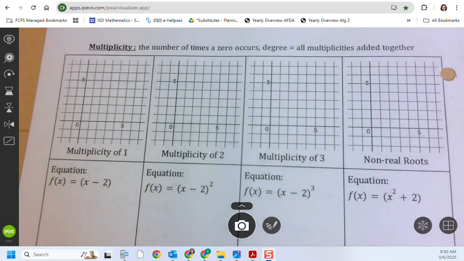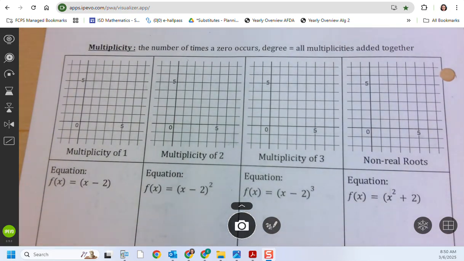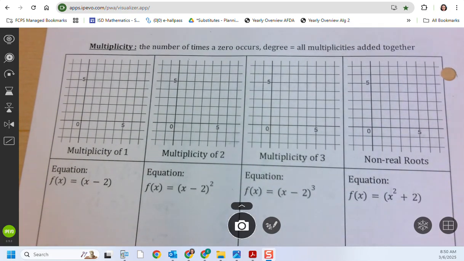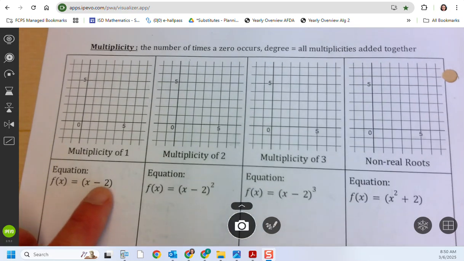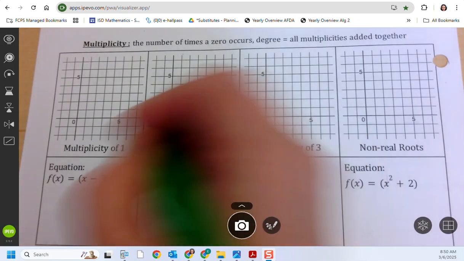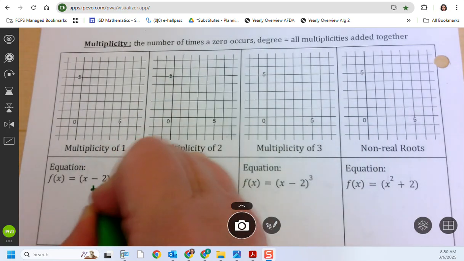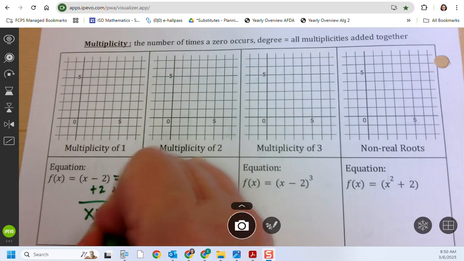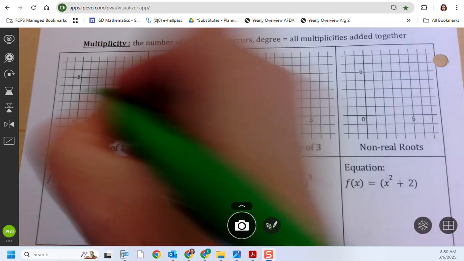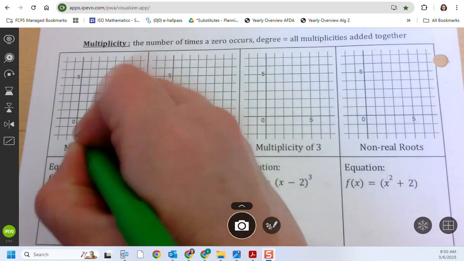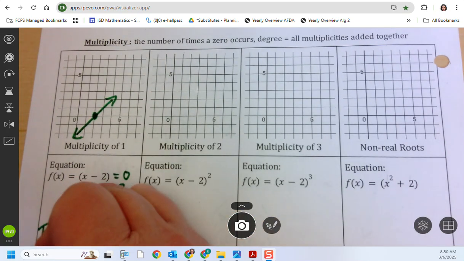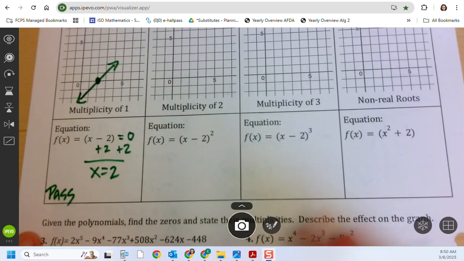All right, so we're going to talk about the multiplicity of roots. And remember in our last graph, we had that graph where we had a double root and it made that bounce in the graph, okay? So when you have a multiplicity of 1, which is usually what you have, right? This factor will create a 0. And you add 2 to both sides and you get x equals 2. And so you'll have a 0 at 2. And your graph will just pass straight through the 0.